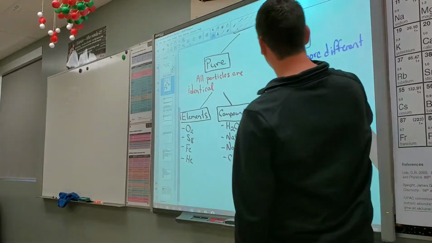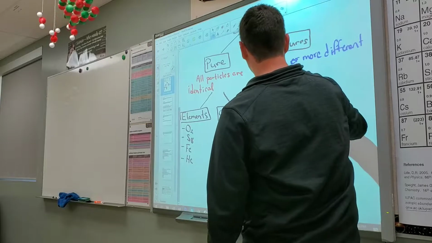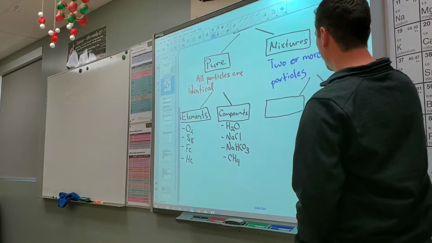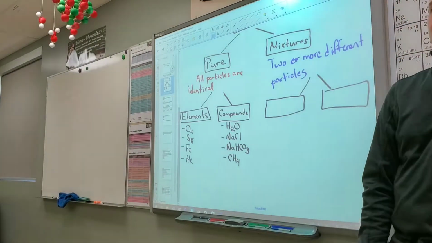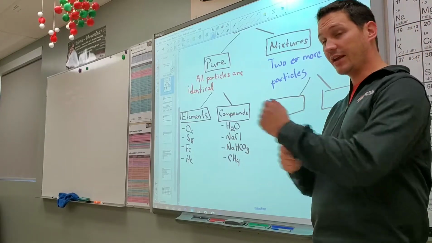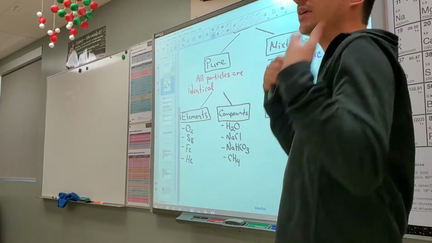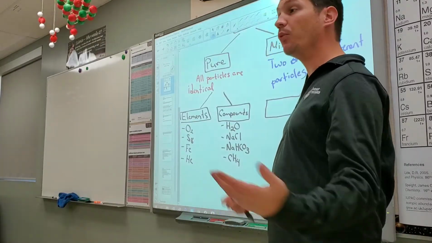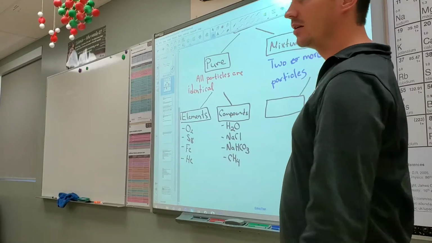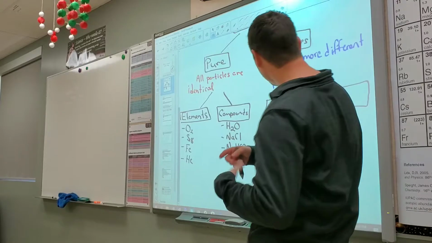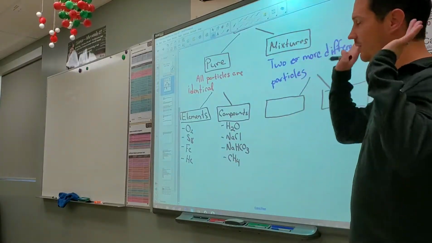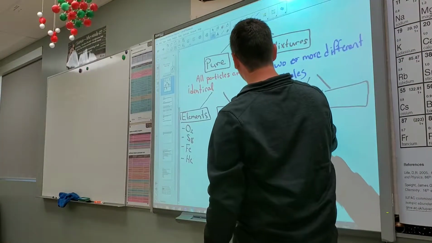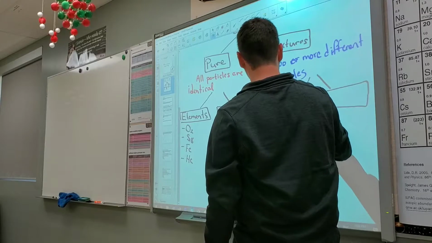Let's split mixtures up into two different things. What are the two different things we're going to split mixtures up into? Good. Homogeneous and heterogeneous. What does the prefix homo mean? The same. What does the prefix hetero mean? Different. I'm not a dictionary, but those are the words that I've used to describe them. The same and different.